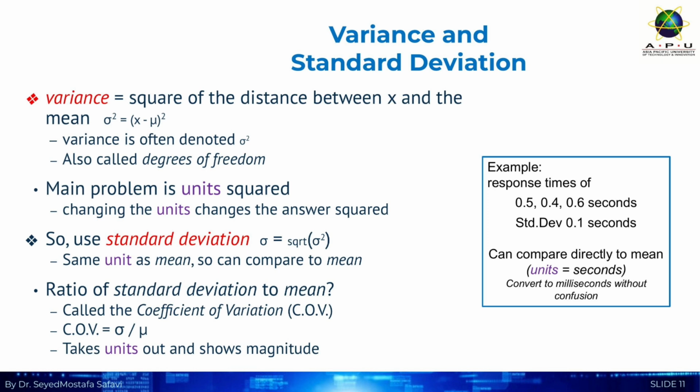Variance, sigma squared. It's the squared distance between each data point and the mean. The problem is that its unit is squared, which makes it hard to compare to the mean itself. Standard deviation, sigma. This is simply the square root of the variance. Because it's back in the original units, you can directly compare it to the mean, which is incredibly useful. Coefficient of variation, COV. This is the ratio of standard deviation to the mean. It's a unitless number that shows you the magnitude of variation, which is perfect for comparing two wildly different systems.